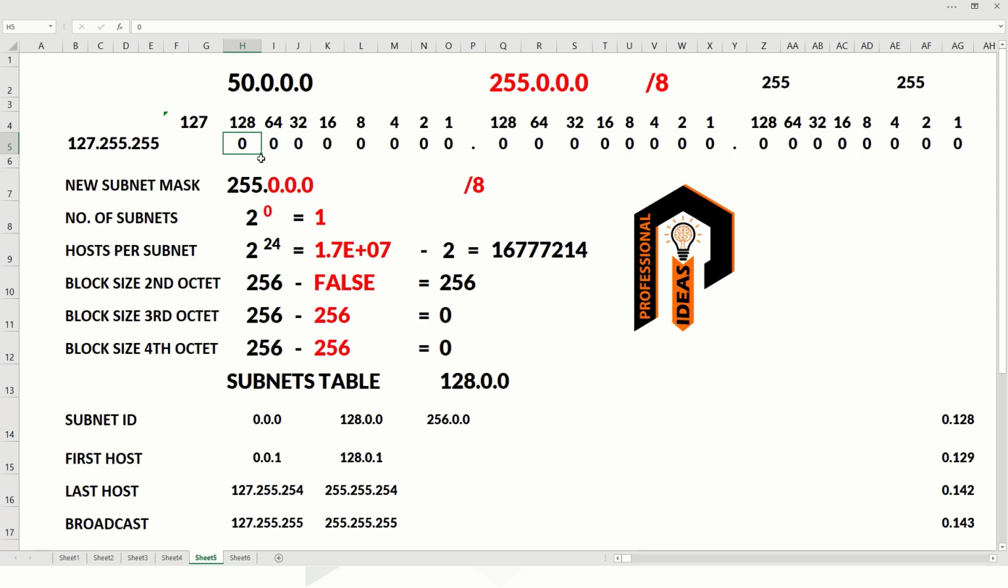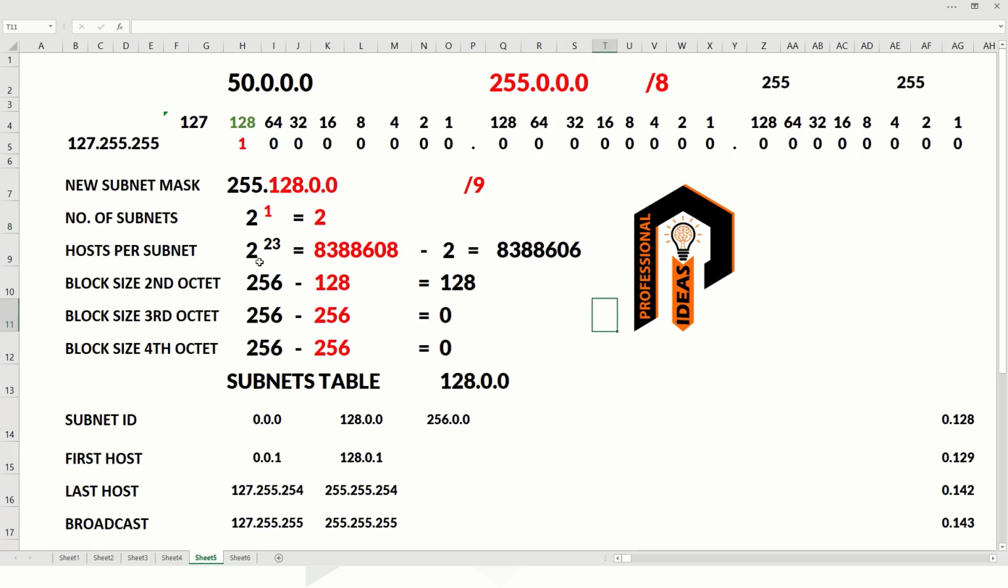For subnetting we have to borrow host bits. So let's borrow 1 bit from second octet. New subnet mask will be 255.128.0.0 because the spot value of borrowed bit is 128. The number of subnets will be 2 raised to power 1 because we have borrowed 1 bit, and that will be equal to 2. So we will get 2 subnets.